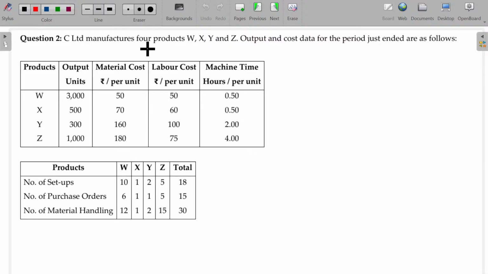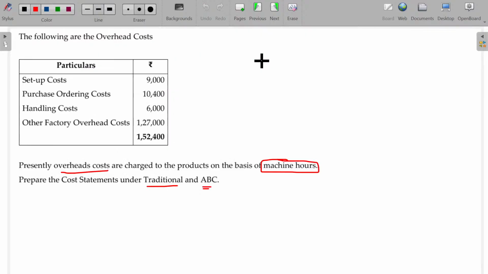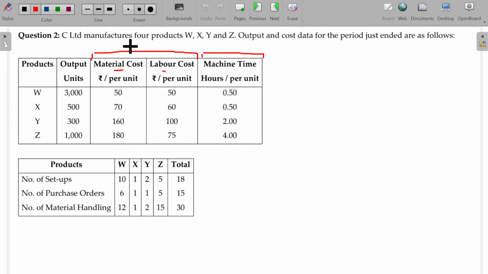C Limited manufactures 4 products: W, X, Y and Z. Output and cost data for the period just ended are as follows. Output is given, material cost, labor cost. These two are called what? Prime cost. And machine time is there. And we have been given the overheads. Under traditional costing, how will you calculate?